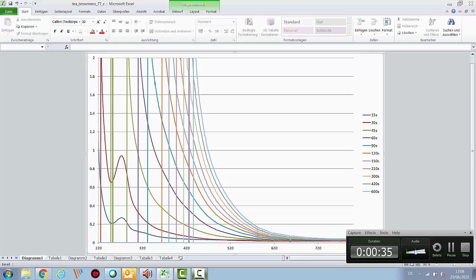If we look up between 500 and 550, which is where we agreed that we would look for the brownness, because it doesn't saturate, it doesn't go off scale, even after quite a long time. We can see even after 10 minutes, 600 seconds is 10 minutes, we get a measurement. It's overloading at about 410 nanometers.